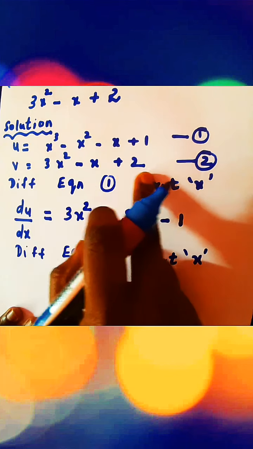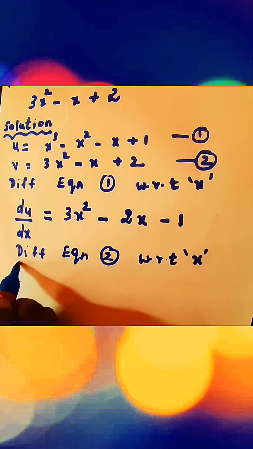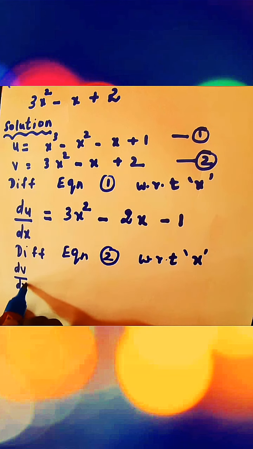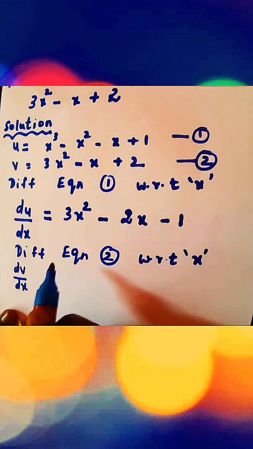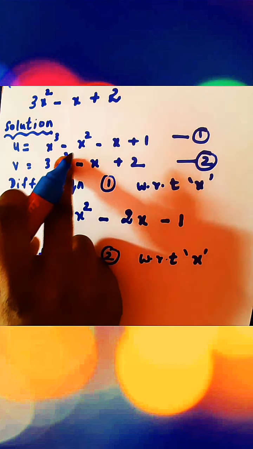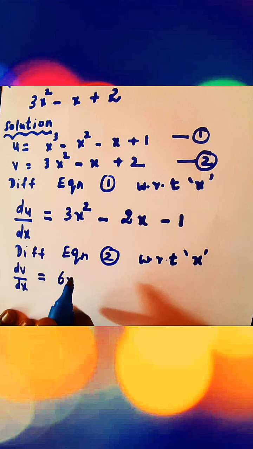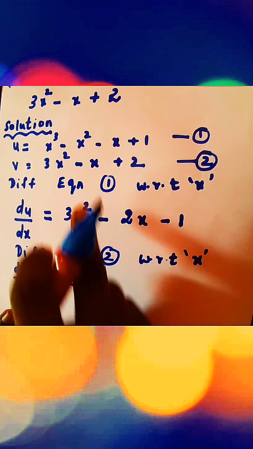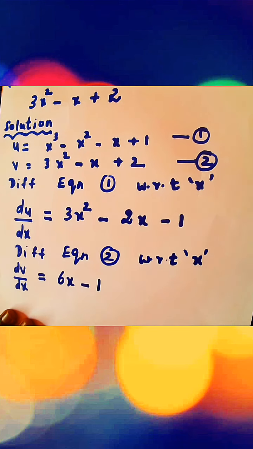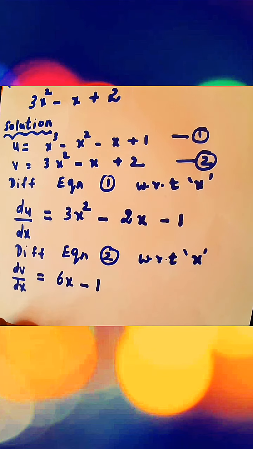We have to differentiate this equation 2 with respect to x. What is differentiation of v with respect to x? dv by dx, right? Which is equal to, what is differentiation of 3x square? Apply the power rule. 2 3s are 6, 6x to the power 2 minus 1 is 1. So 6x minus differentiation of x will give you 1. Differentiation of 2 will be 0 because it is a constant term.